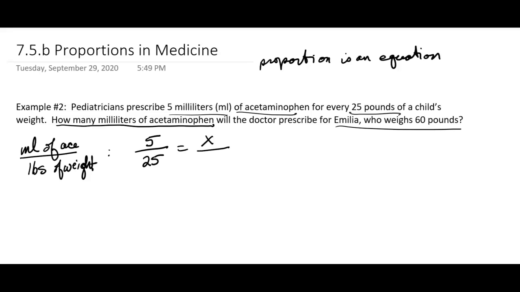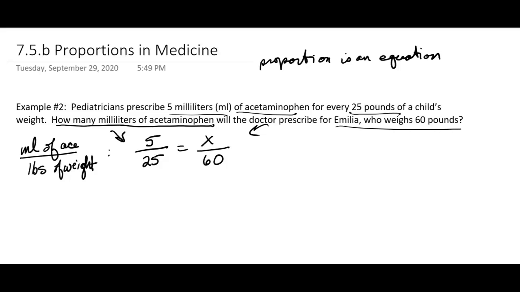So we know Amelia's weight. She weighs 60 pounds. So that's the way the proportion's set up. The known part, this is what we know: 5 milliliters for every 25 pounds. And then what we don't know, the other part: we know the weight, but we don't know how much acetaminophen to prescribe. So that's what we're trying to figure out.